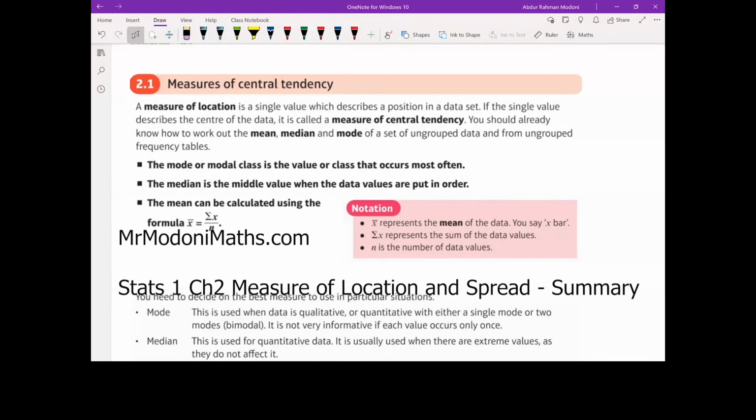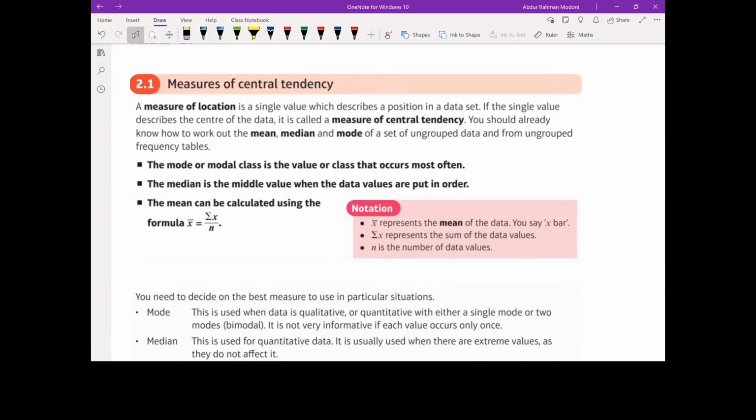So we're going to start off by looking at measures of central tendency. So this is looking at measures of location here. So what is a measure of location? Well, a measure of location is a single value which describes the position of a data set. That's essentially what we're looking at.